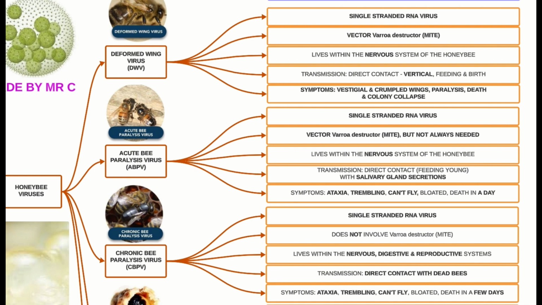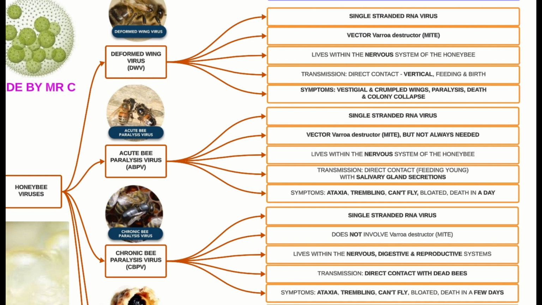It's vertical transmission, which is the birth of the larva and then maturation into the pupa. Both the larva and the pupa need to be fed, and this is when transmission occurs. Symptoms include vestigial and crumpled wings. Vestigial means they have no use. The bee is paralyzed and death rapidly follows, and this can cause colony collapse.